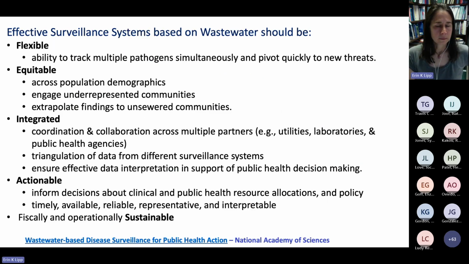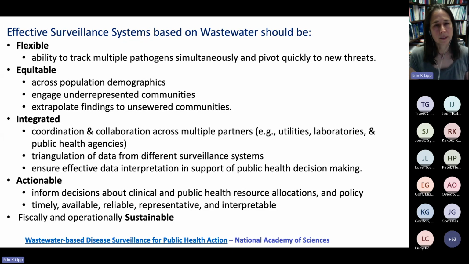So this is one of my next to the last slide. This is based on a recent National Academy of Science workshop that's been really trying to look at the best practices for wastewater surveillance. And these are the top points that they came up with that I think it's important to highlight here. To have an effective wastewater surveillance system, it needs to be flexible.